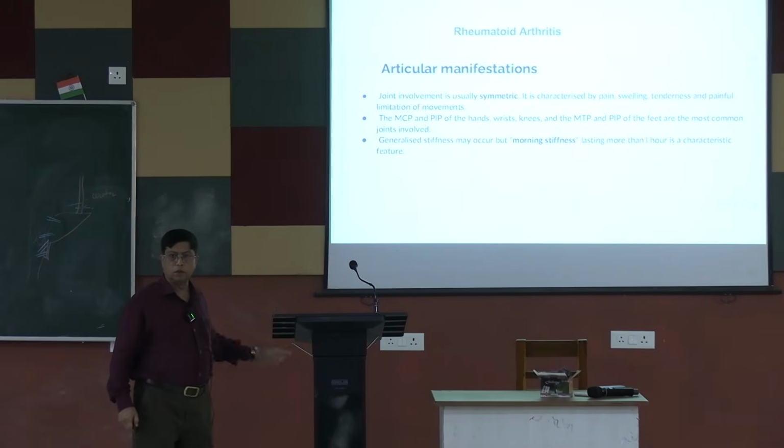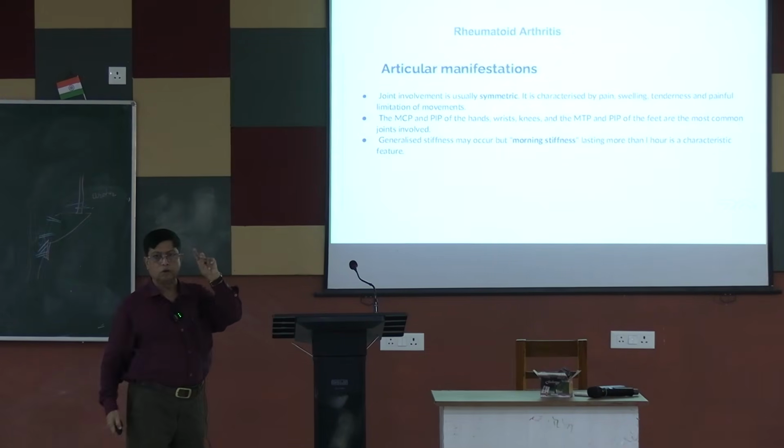But you can notice that the distal interphalangeal joint is conspicuously absent here. So, distal interphalangeal joints are almost always not involved in rheumatoid arthritis. Distal interphalangeal joints means this joint, the last terminal joints of your finger. The distal interphalangeal joint is never involved in rheumatoid arthritis. It is involved in other diseases like osteoarthritis and psoriatic arthritis. These are the main involvement of the distal interphalangeal joint. But in rheumatoid arthritis, it is not involved.